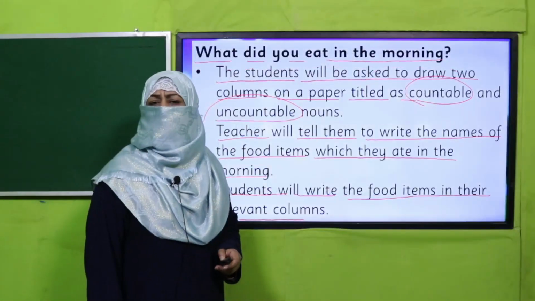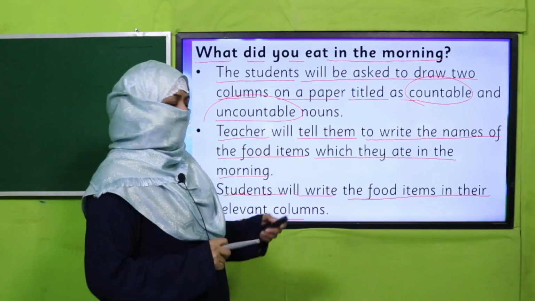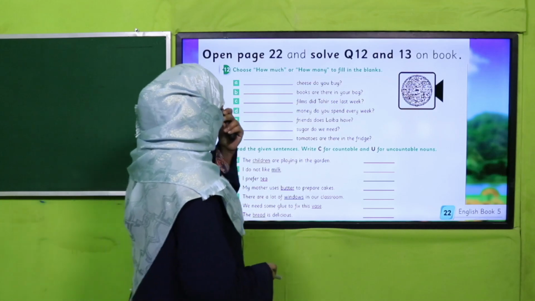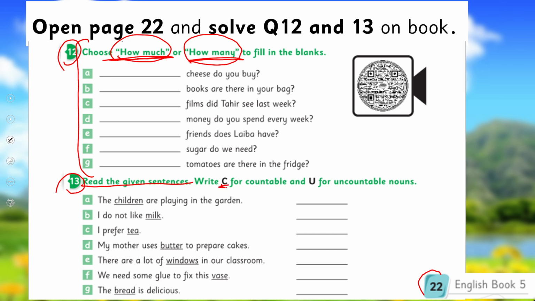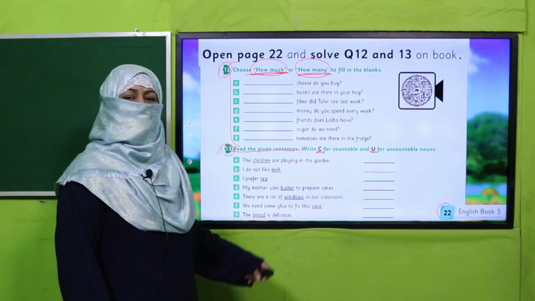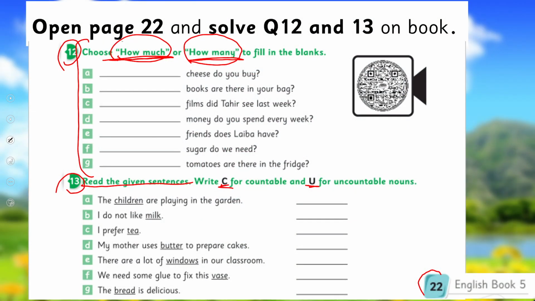Yes, my dear students, are you done with it? Good job. And I hope you enjoyed doing it. All right, so it's time to practice from the book. On page number 22, you are given 2 questions, 12 and 13. In question 12, you will read and use how much and how many for the relevant nouns. I mean, how much you will use for uncountable and how many you will use for countable. And read the given sentences, write C for countable and U for uncountable. Now pause the video and enjoy this activity.